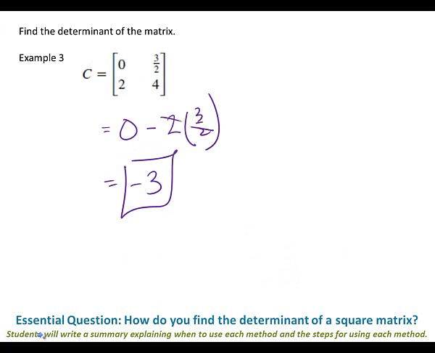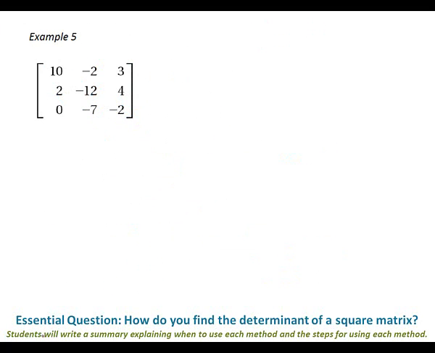So here's what I want you to try. I want you to try example 5 on your own. I'm going to give you about a minute and a half. Start by recopying. Okay? And then see if you can multiply your ups and your downs.